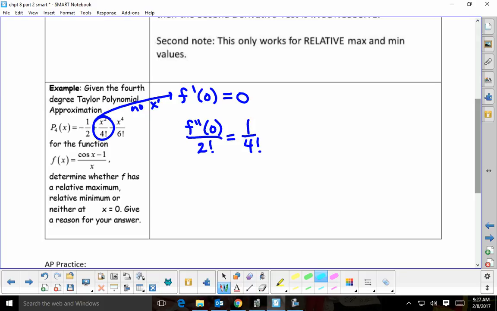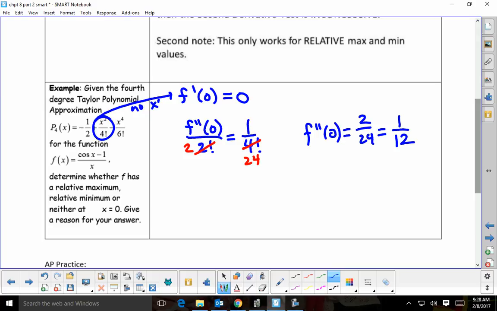Does that make sense? So 2 factorial was just 2. 4 factorial is 24. Are you sure? 2 times 3, 6 times 4. Okay, yeah. Oh my gosh, I just lost it for a second. So f double prime of 0 is going to equal 2 over 24, which is 1/12.